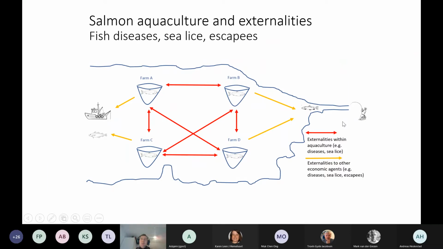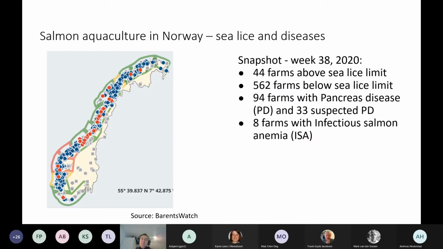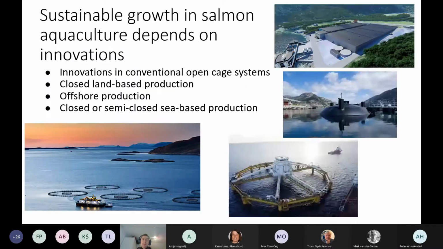So this is basically the story about externalities. It's within the industry, it's between farms, it's diseases, sea lice, and it's to wild salmonids and to other sectors. And here's a need for all types of competence, including many types of scientific disciplines, to mitigate these problems. So this is just a snapshot from earlier this fall, indicating problems with farms above the sea lice limit, and farms with diseases PD and ISA. So enough challenges here.